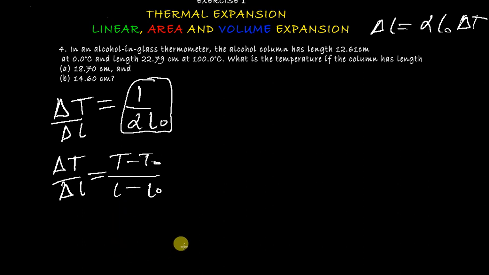So we know the final temperature was 100 degrees, and then the initial temperature was 0. This is what we've been given, and then everything divided by the final length, which was 22.79. I don't know if this is 9 or g. Okay, I think this is g. Sorry, it's 9.